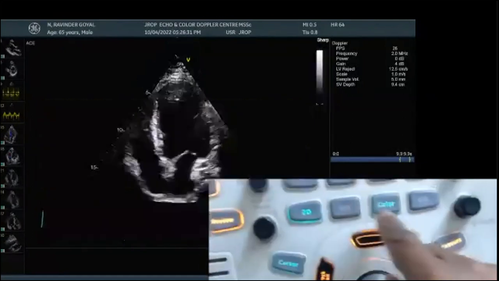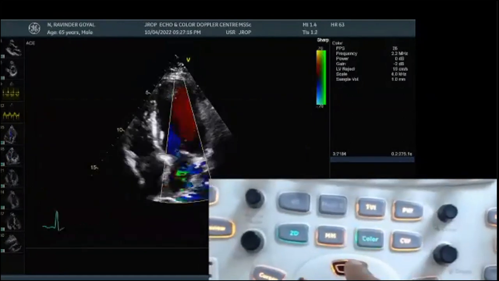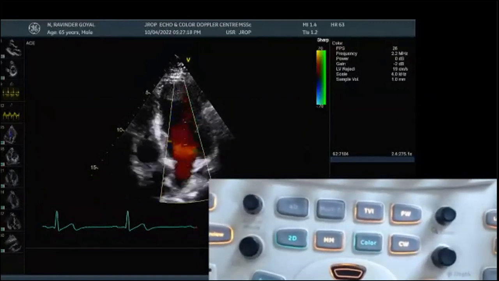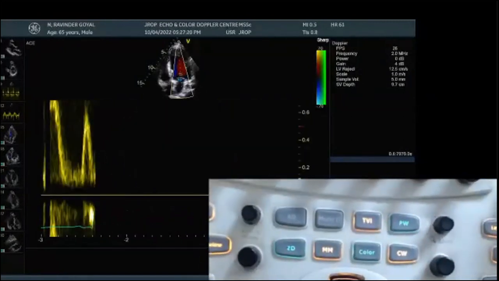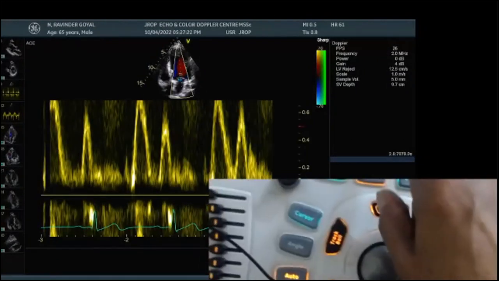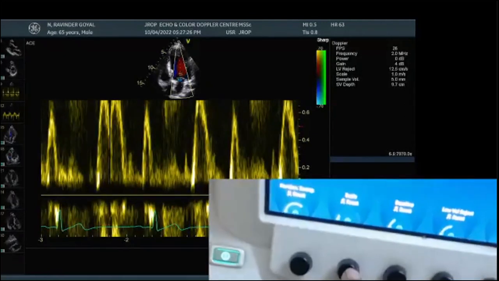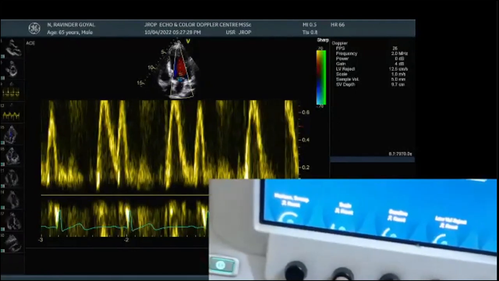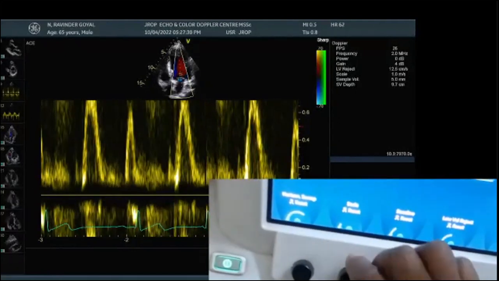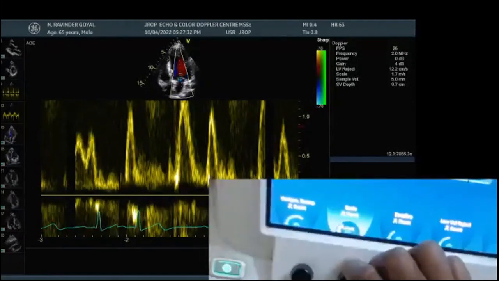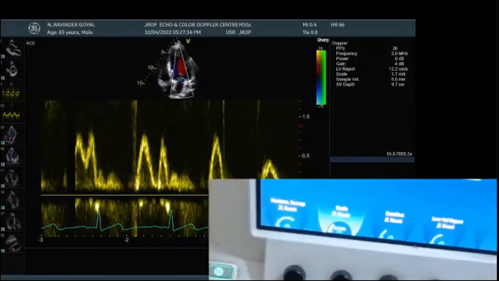We go back again to colors, mitral valve, pulse wave. I'm going to increase the scale now. Look at the scale over here. Scale reset. Now we are not resetting the scale, we are setting the scale of the screen now.